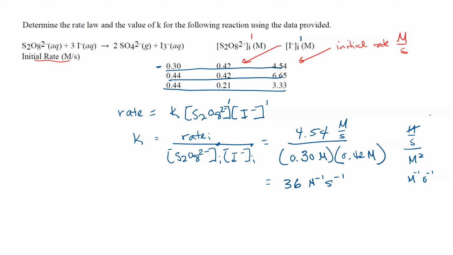So now that we have this, I can rewrite the entire thing to be rate equals 36 moles per liter per second inverse, seconds inverse, times the concentration of S2O8 raised to the first power times concentration of iodide, also raised to the first power. And that'll be the answer for this particular question.